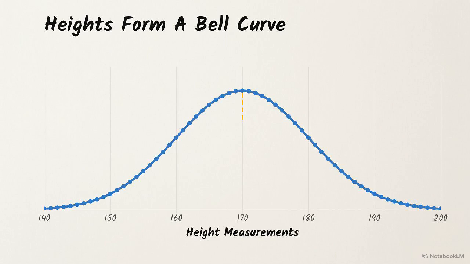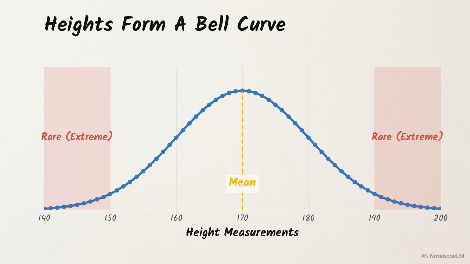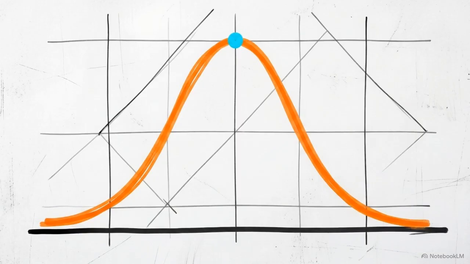The highest point is the mean, where most heights cluster. Toward the edges, the curve tapers off, showing that extreme heights are much less common. In statistics, normal isn't a judgment on the data, it is a technical description of this specific, mound-shaped model.